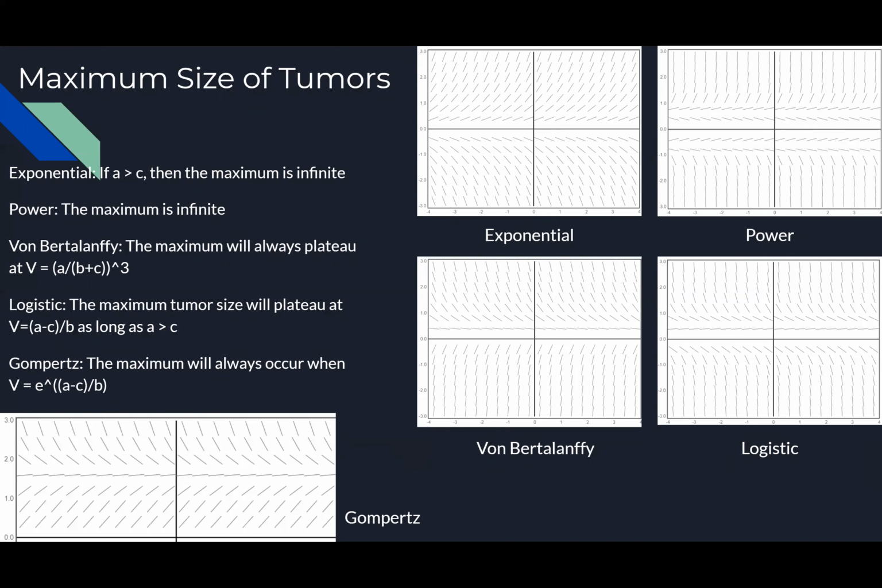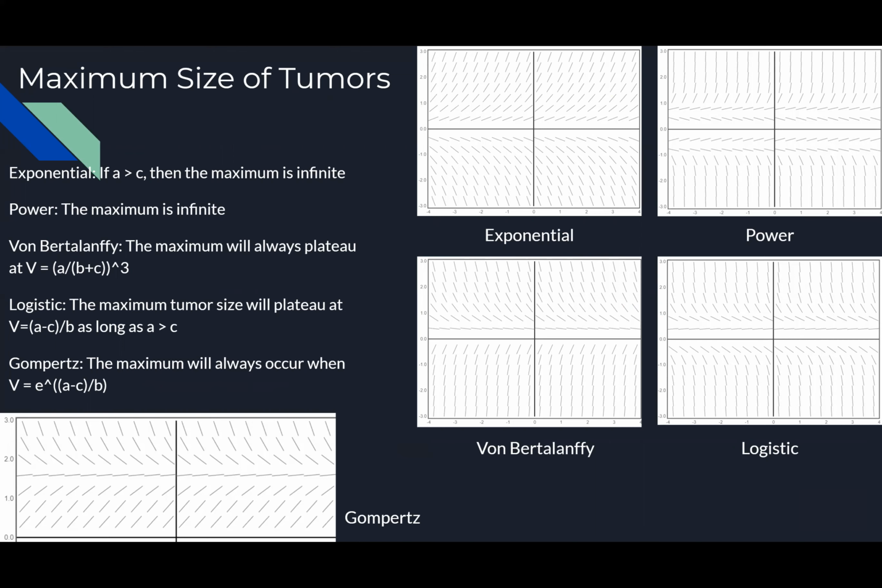The exponential case, A must be greater than C to get your maximum case of being infinite. The power case, regardless of the scenario, A greater than C, A equal to C, or C greater than A, you will always have a maximum tumor possible of being infinite. The von Bertalanffy, the maximum will always plateau to its equilibrium point instead of going to infinity like the previous two, regardless of the scenario.